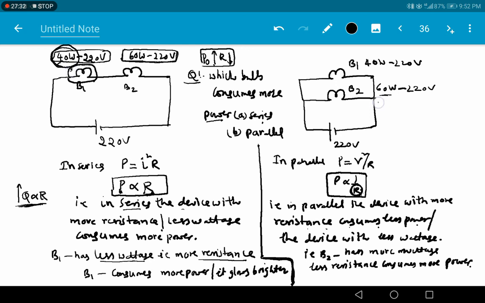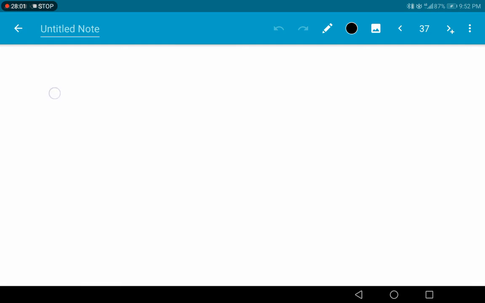Next, coming to the parallel combination. In parallel combination, the device with more wattage, or less resistance, consumes more power. More wattage is nothing but less resistance only. So the less resistant device consumes more power. So now we can understand why our household wiring or devices are always connected in parallel combination. Suppose we go with the series combination, what will happen? In domestic wiring, we connect the devices only in parallel combination. Very, very important.